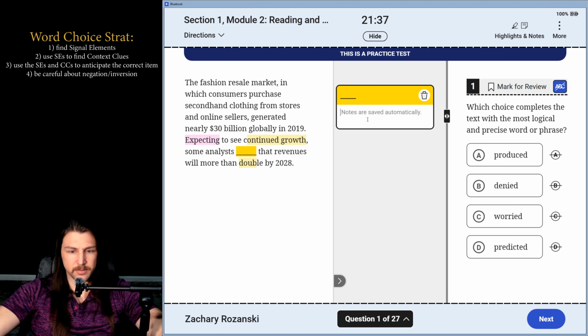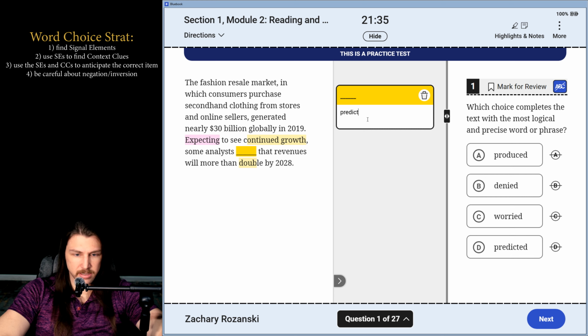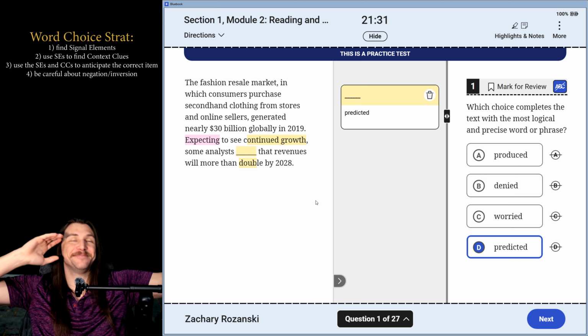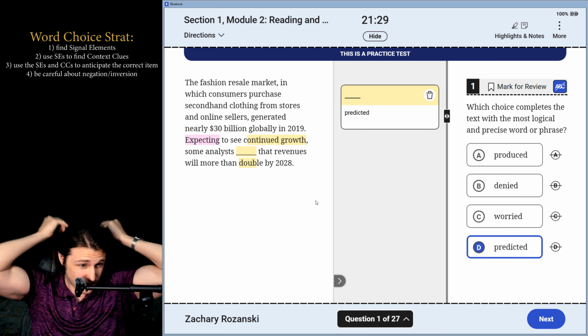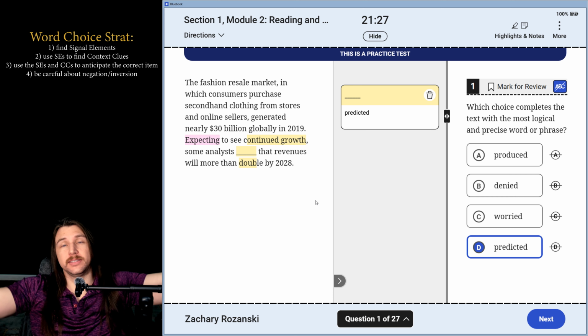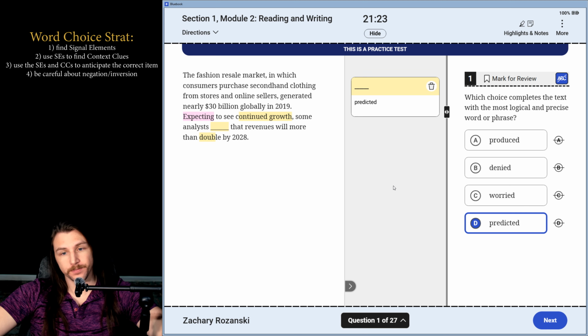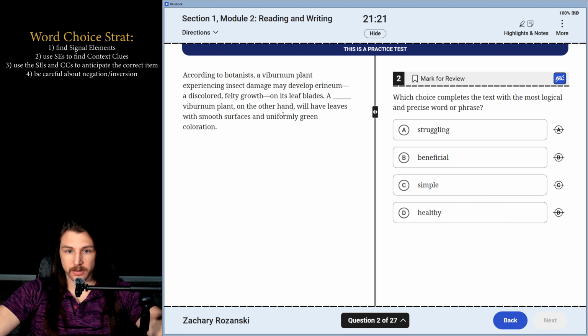I'm going to have my anticipatory word of predicted, and I have the word predicted, right? No setups there. On these first sections, the words are so easy, so you're going to just land on a prediction probably your first time most of the time. So easy peasy. That one felt good. 2.